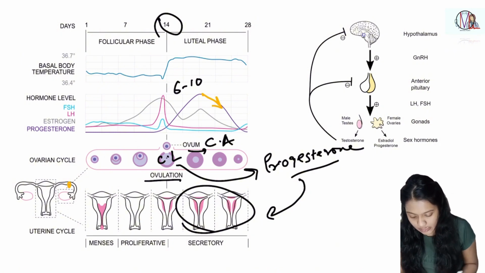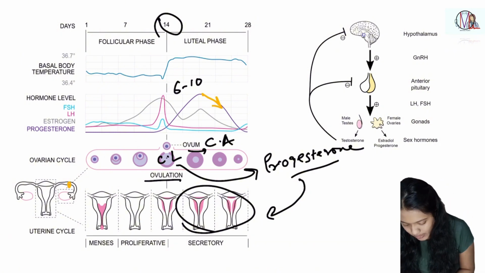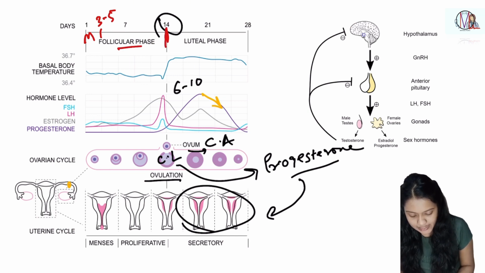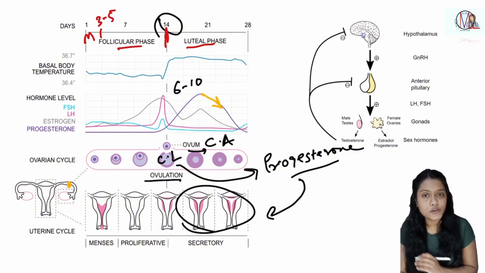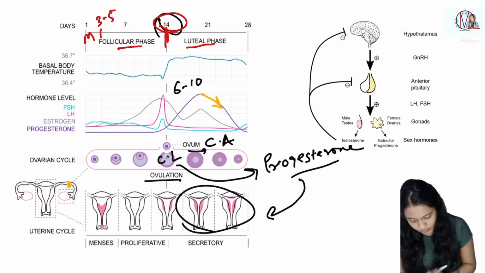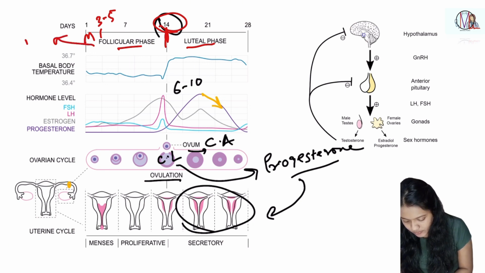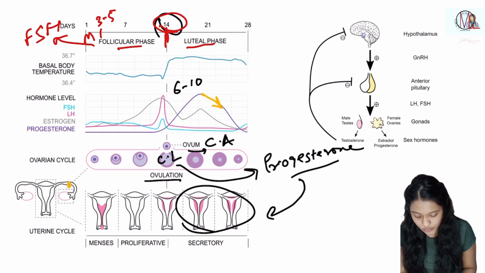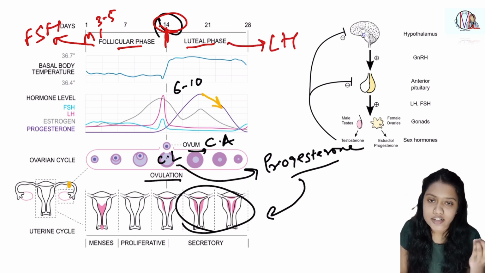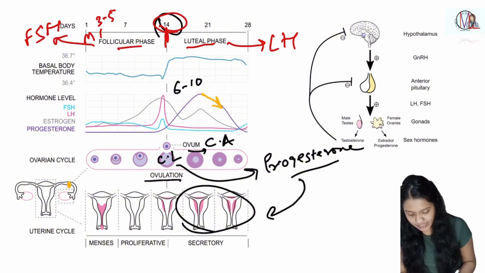Again, what was this? From day 1 to day 3 or 5, it was the menstrual phase. From day 3 or 5 till 14, it is the follicular phase, and the remaining is the luteal phase. On day 14 is ovulation. The main role is of FSH during the follicular phase, and during the luteal phase it is because of the LH surge. After the LH surge starts the luteal phase.